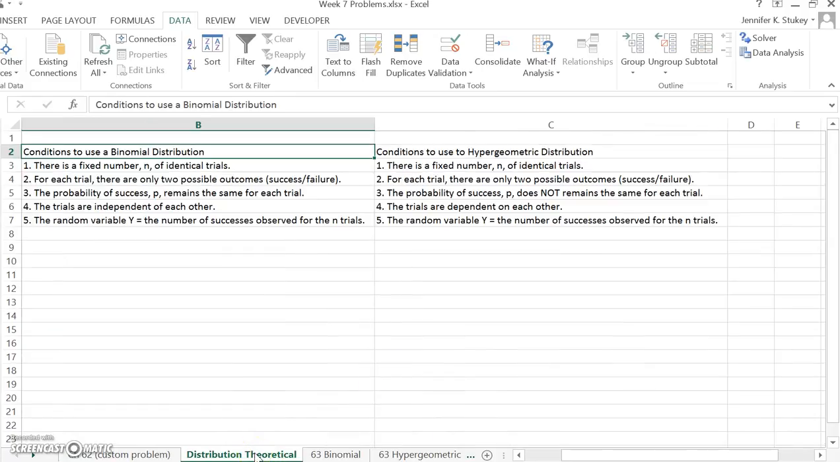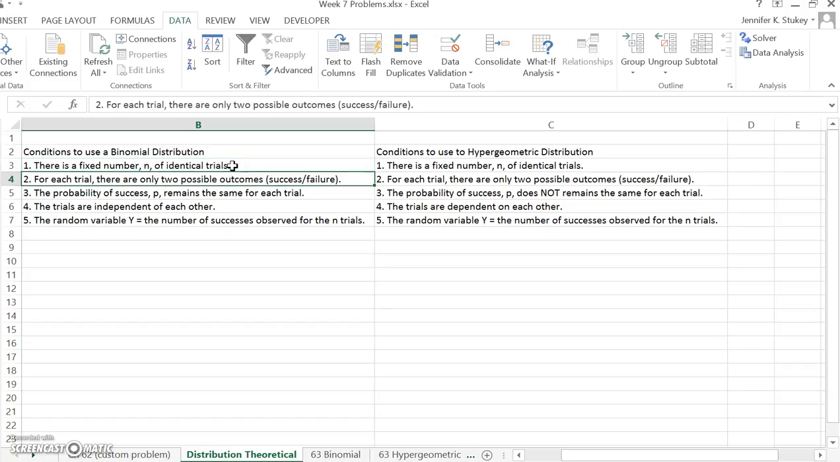All right, so now let's talk about when we would use a binomial distribution versus when we would use a hypergeometric distribution. You would use a binomial distribution if there were a fixed number of identical trials. Say you were going to flip a coin 100 times. For each trial, there are only two possible outcomes, either success or failure. So if you were going to flip a coin 100 times, and you were looking for how many times you got heads, we could call that success, versus how many times you got tails, that would be failure. There are only two possible outcomes here, okay?